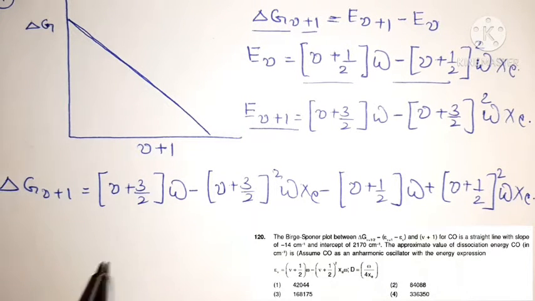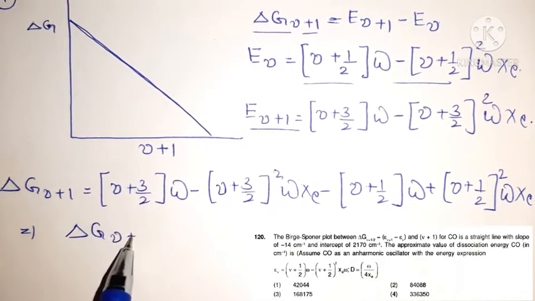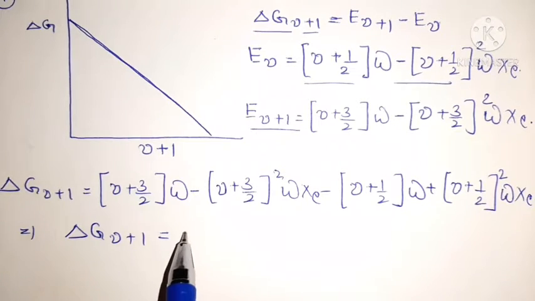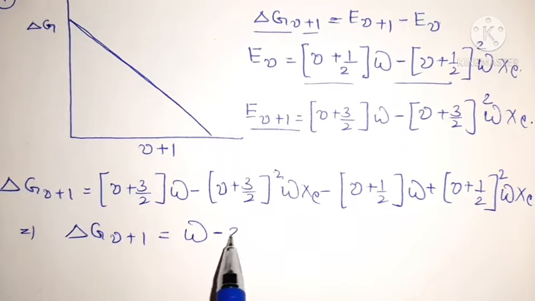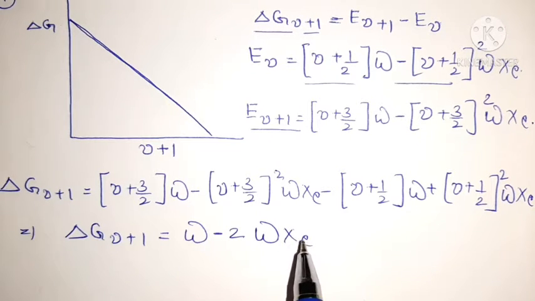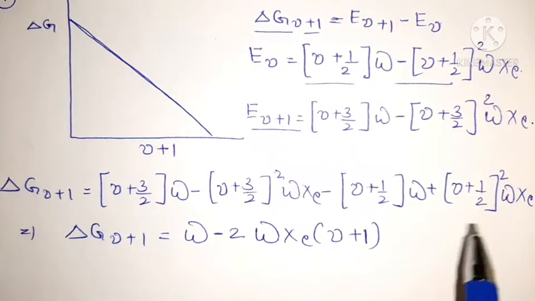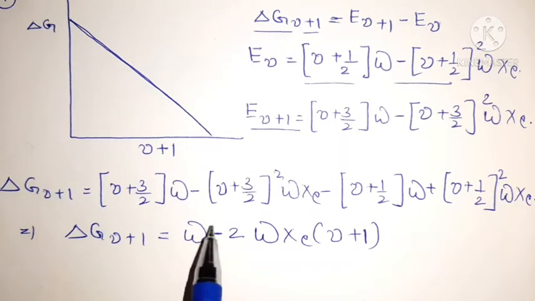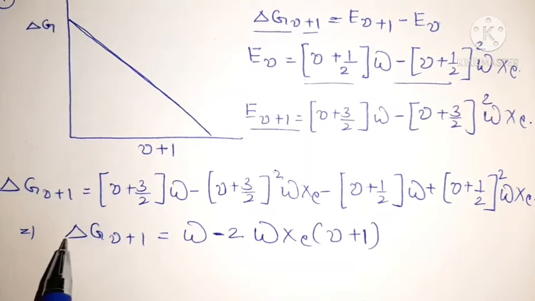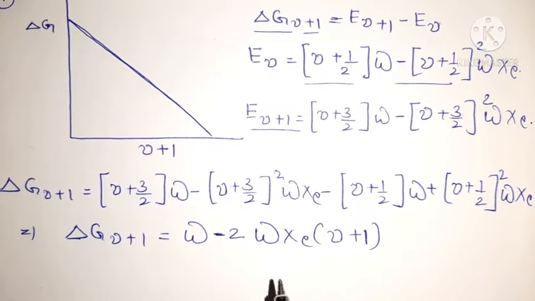So when you solve this expression, we get delta G nu plus 1 equals omega minus 2 omega xe (nu plus 1). Here we write the direct value, that is delta G nu plus 1 equals omega minus 2 omega xe (nu plus 1).